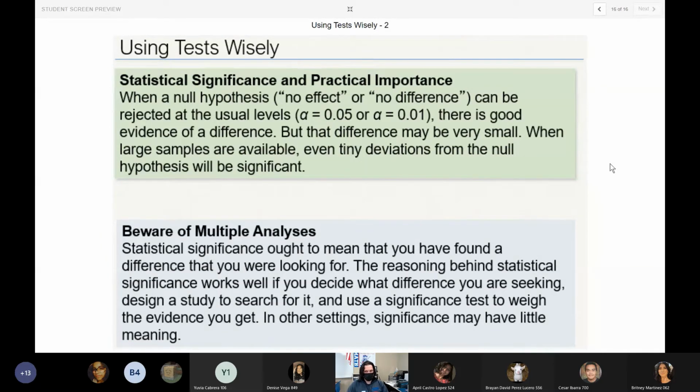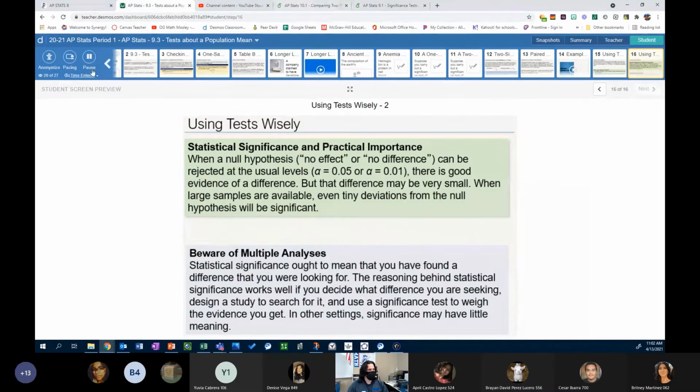And that's the end of chapter 9. If you need to access these slides or these notes, you can find them in the 9.3 Desmos activity. All the notes and examples are right in here.